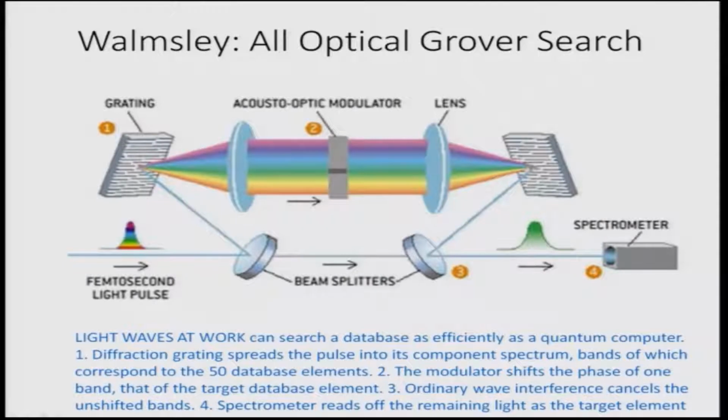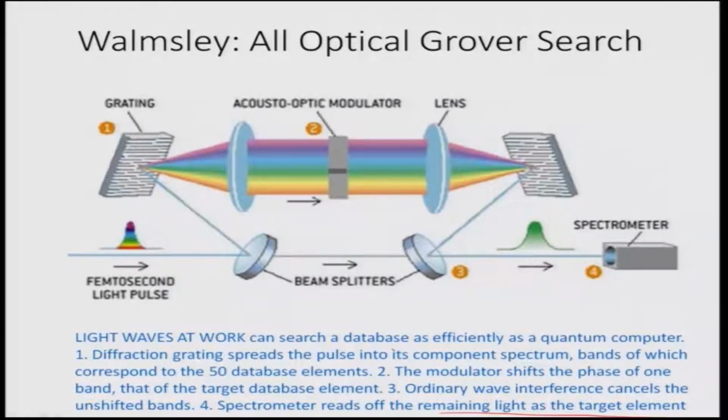answer, and it was possible as the diffraction gratings spread the pulse into component spectrum, bands of which corresponded to the 50 database elements. The modulator shifts the phase of one band, that is the target database element. Ordinary wave interference cancels the unshifted bands, and the spectrometer reads off the remaining light as the target element. So, it is all classical, and yet it was possible to do this entire processing by using the wave property, because in the Fourier domain this was done. So, it is an application of the optical Fourier transform principles to encode and then decode the data.